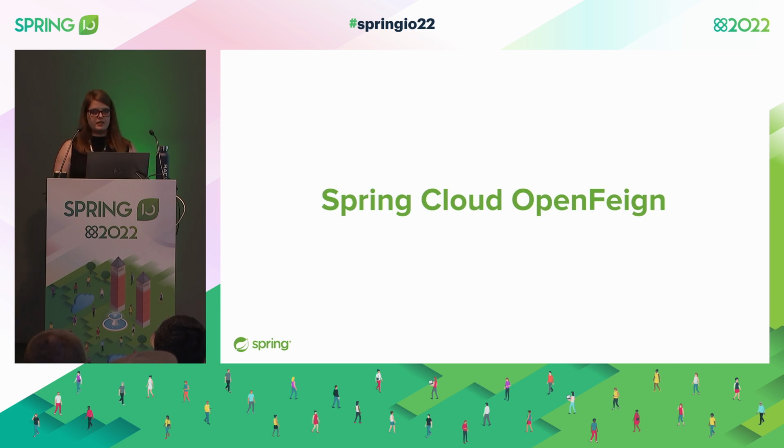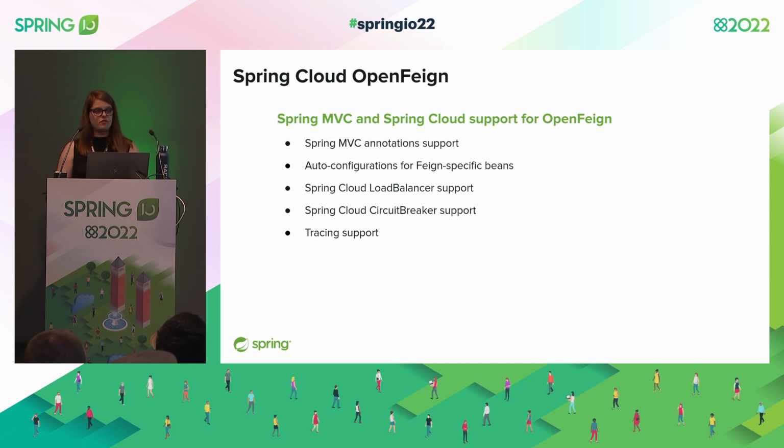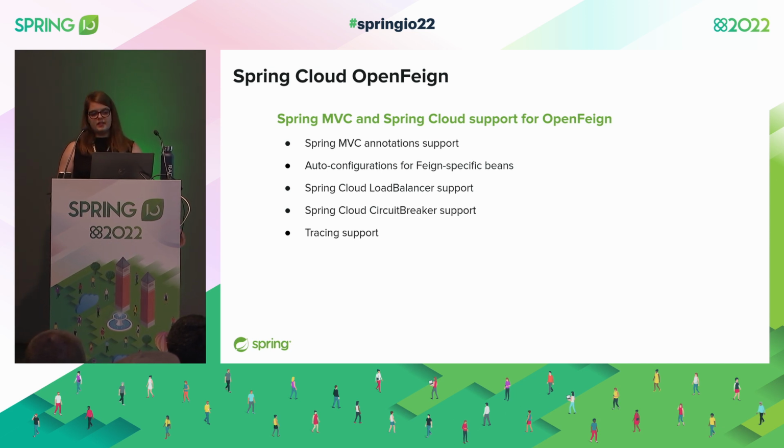And Spring Cloud has taken this project and provided a range of integrations for it. First of all, we integrate with Spring MVC, and you can take your usual server-side controller annotations, such as RequestMapping, and all the annotations, such as RequestBody, and use them with the Feign client. We already create auto-configuration, so you get all your Feign-specific beans. You don't need to set them up. And then under the hood, we provide seamless load balancing support, circuit breaker support, and tracing support.